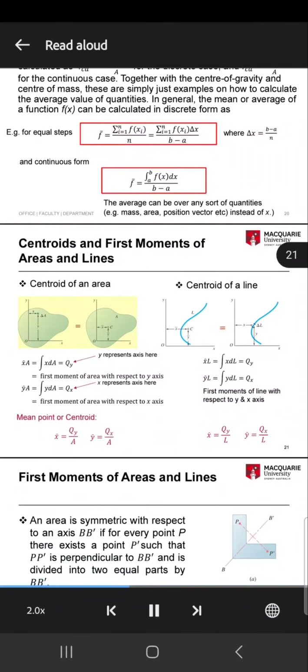Centroids and first moments of various lines. Left figure, an arbitrary shape plate in the xy plane and the location of the centroid of the area. Right figure, the location of an infinitesimally small portion of the plate. Centroid of a line: left figure, an arbitrary shape plate in the xy plane, the location of the centroid of the area. Right figure, the location of an infinitesimally small portion of the plate.